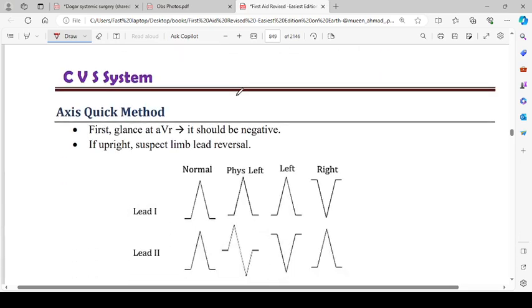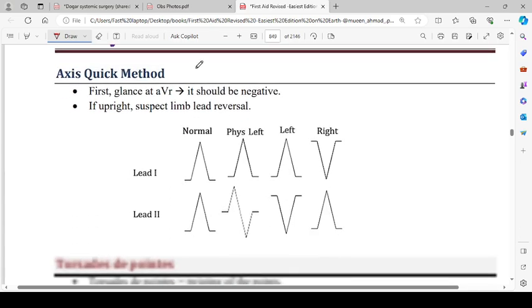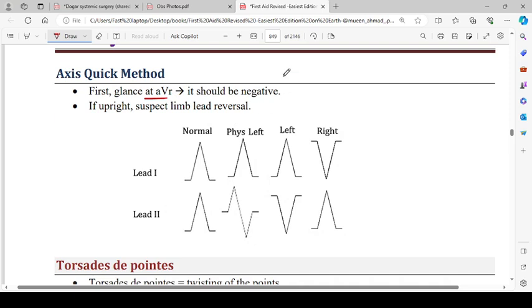Then we have the axis quick method. First glance at the aVR, it should be negative. So the aVR lead must be negative. If upright, suspect limb lead reversal. So firstly look for the aVR. If it is negative, it's okay. If it is not negative, if the QRS complex of the aVR is above the line, it means that you have not placed the leads in the correct fashion. Do that first.